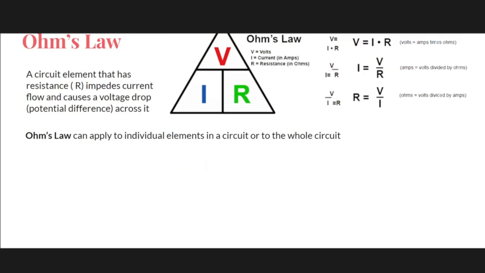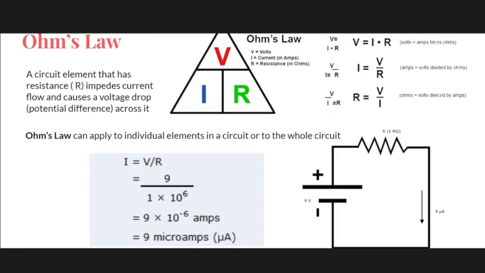So yeah, Ohm's law can apply to individual elements in a circuit or to the whole circuit. And this is just a way in which we could calculate the current. So for this circuit, the voltage is 9 volts coming out of the battery, and the resistance across this element is 1 megaohm, and so the current would be 9 microamps once you put it into this equation.